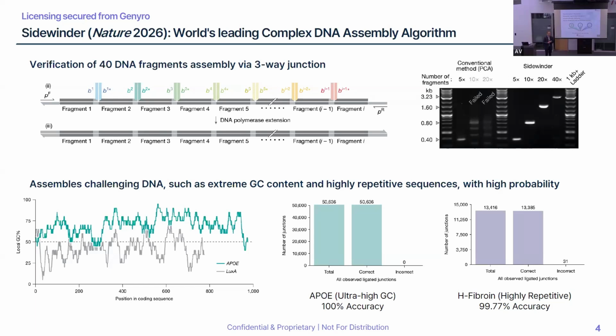These are examples of high GC content. We still get almost 100% accuracy, and also for repetitive sequences such as fibrin, almost over 99%.